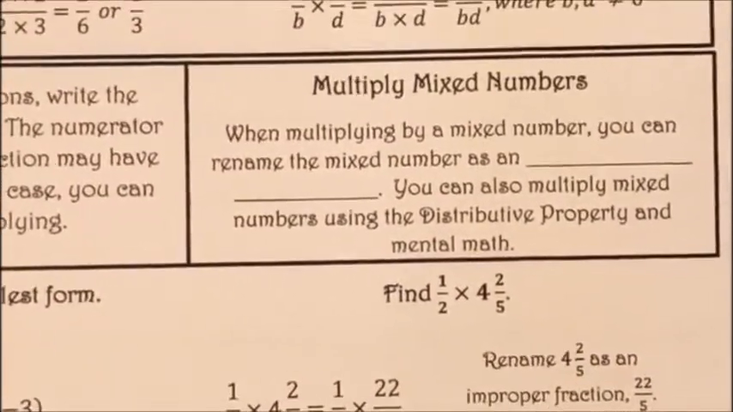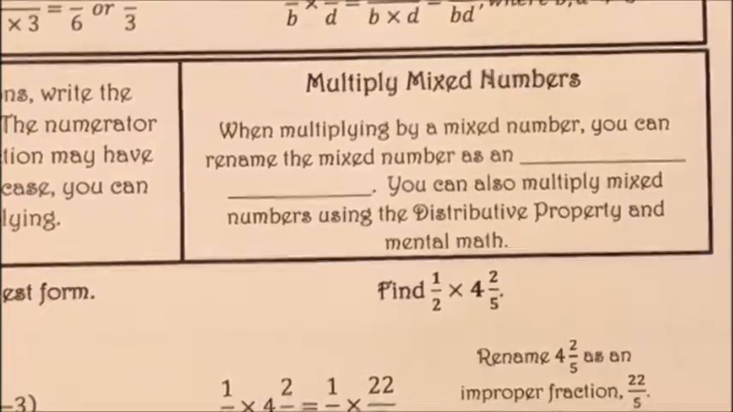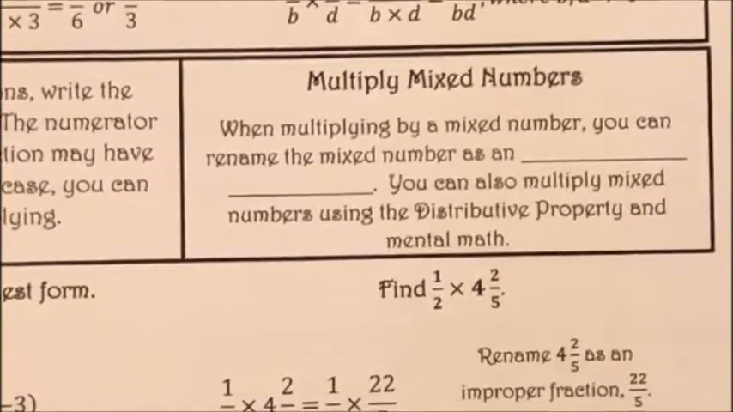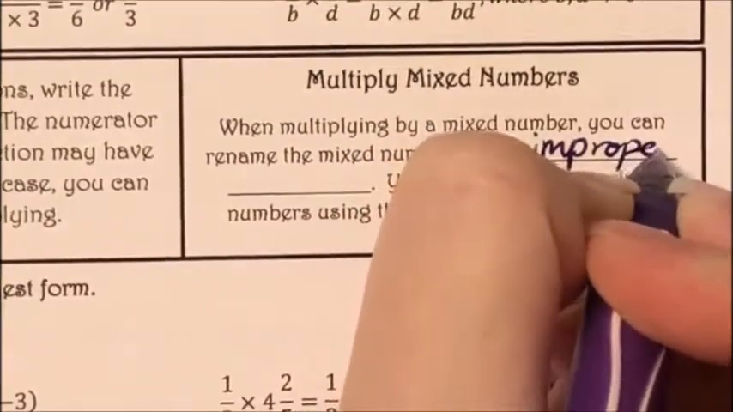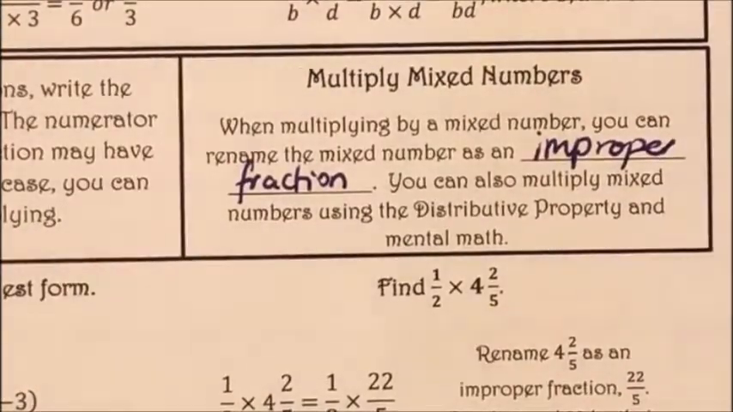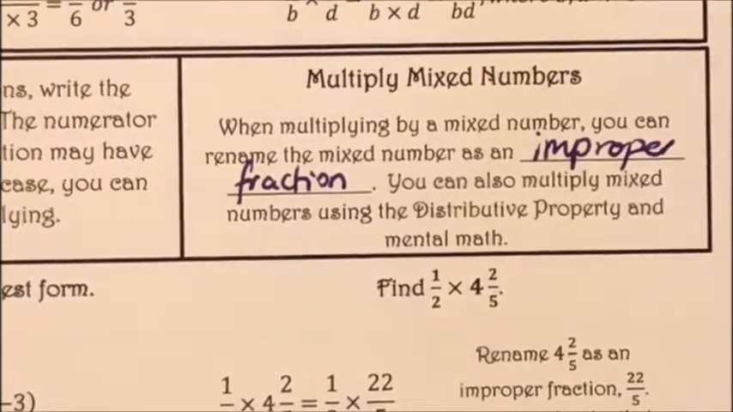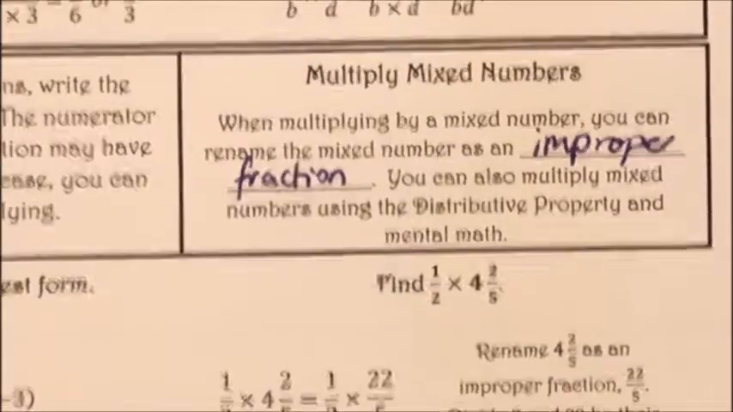Okay. You can multiply mixed numbers. When multiplying by a mixed number, you can rename the mixed number as an improper fraction. You can also multiply mixed numbers using the distributive property and mental math. All right, so let's go ahead and look at some examples.